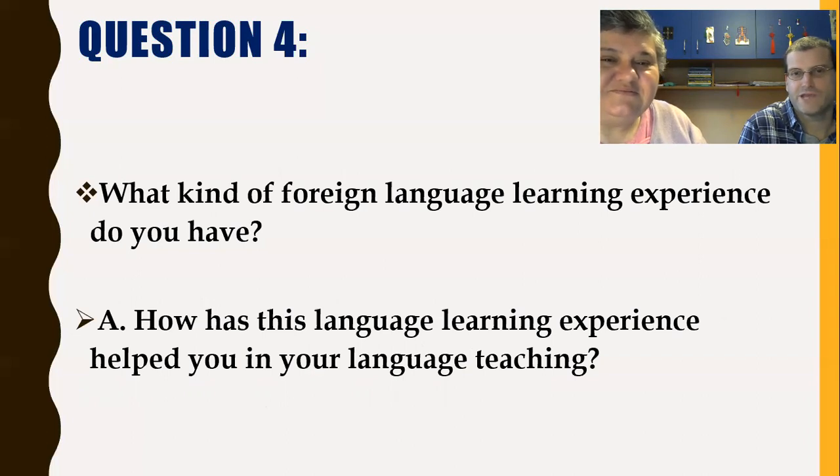So you're going to read this one. What kind of foreign language learning experience do you have? And how has this language learning experience helped you in your language teaching? I'll answer that question first.